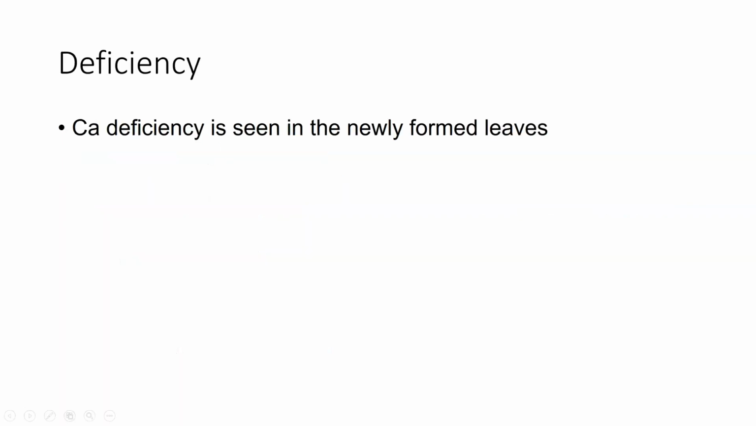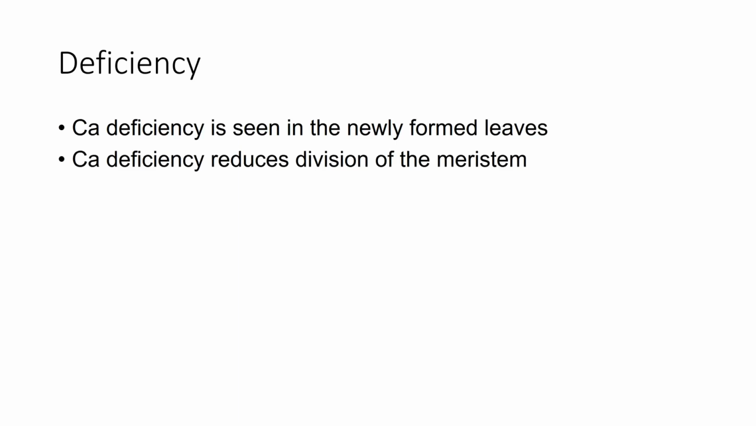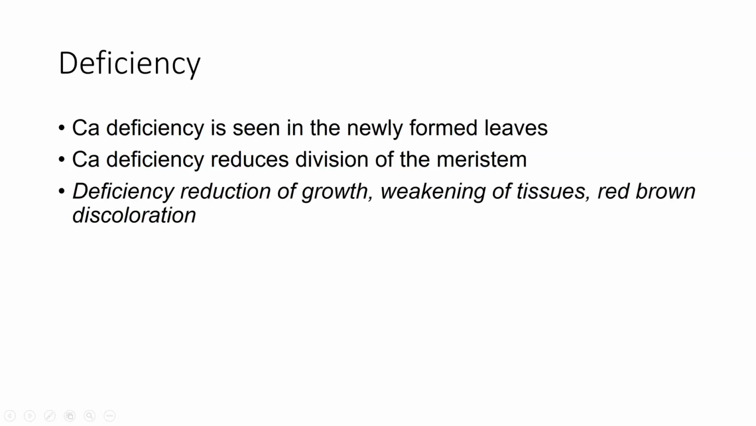Calcium deficiency is seen in the newly formed leaves. It's not transferred out of areas where it's already been produced. Therefore, where you get the deficiency is the things that are starting to grow. Calcium deficiency reduces division of the meristem. If it reduces division of the meristem, you are not going to get branching. With deficiency, you get a reduction of growth, a weakening of tissue. You may also get a red-brown discoloration. That red-brown discoloration is often followed by necrosis.